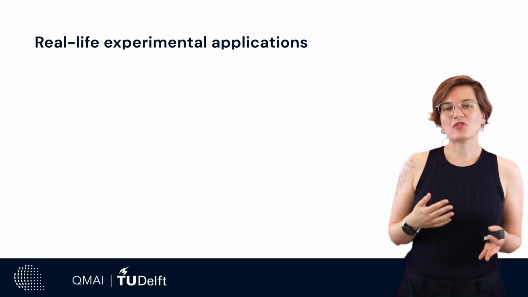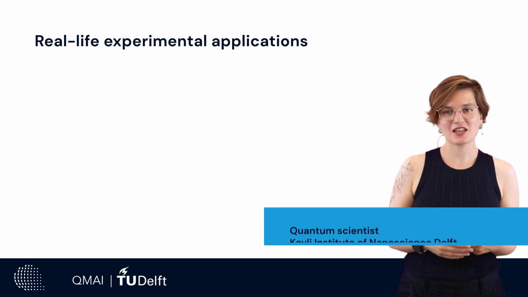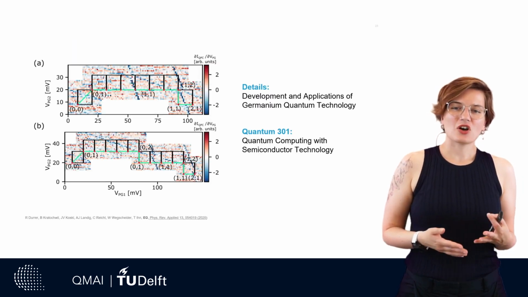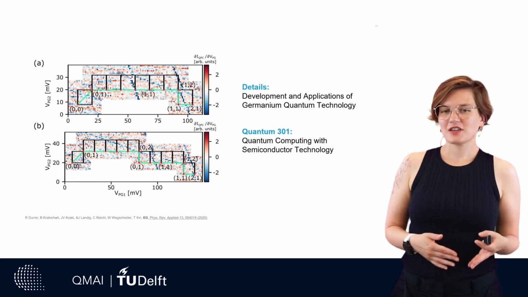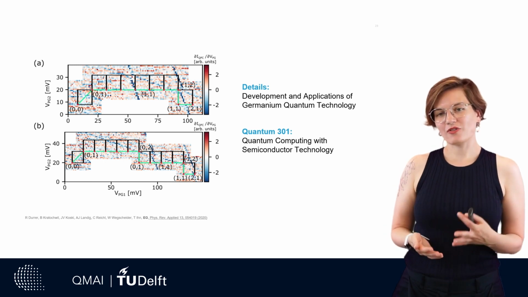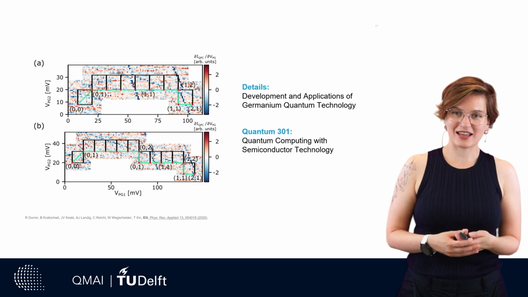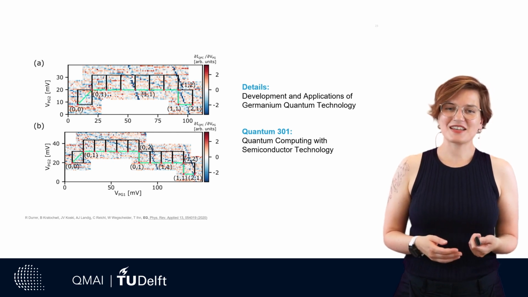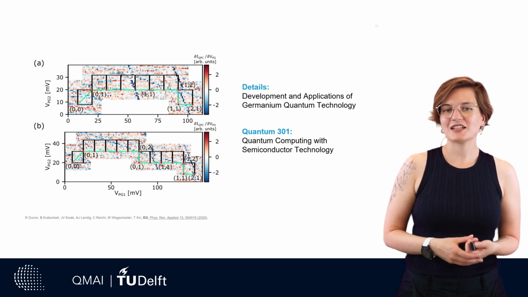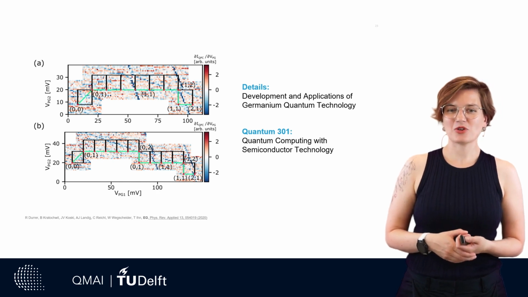Final thing I want to touch upon in Module 2 are real-life experimental applications of these techniques. As we saw in Module 1, classification of charge stability diagrams was embedded all over different experiments, and this is very similar with the charge tuning as well. An example here is our own work from 2020, where we navigated the charge stability diagrams of quantum dots that I showed you in this module.